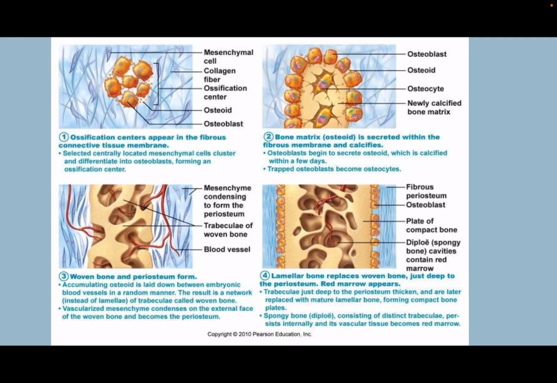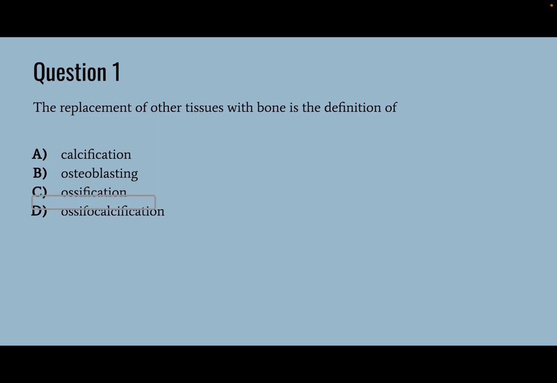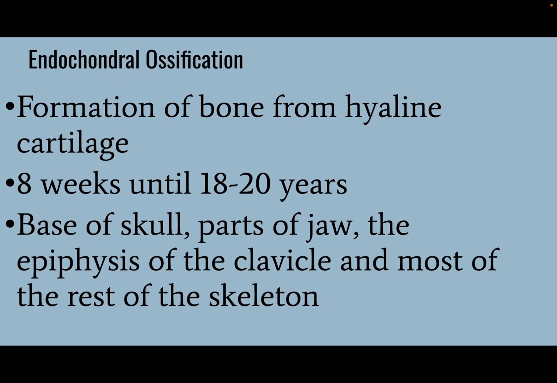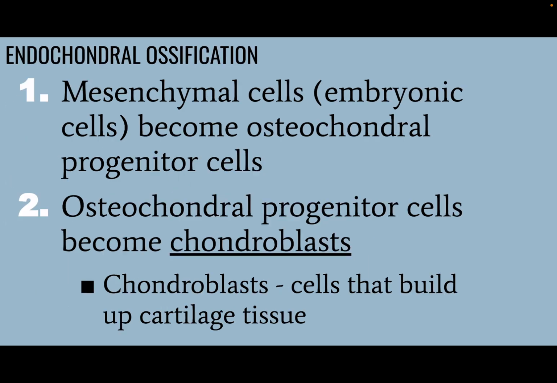You can see the steps here, basically everything we just talked about. So I'm going to skip through all these questions, and let's go to endochondral ossification. Endochondral ossification, this is within cartilage, chondral cartilage, okay? Formation of bone from hyaline cartilage. And this starts from about 8 weeks into gestation all the way to almost adulthood, 18 to 20 years. And this is going to form all of our long bones, parts of the jaw, some parts of the skull, and parts of the clavicle.